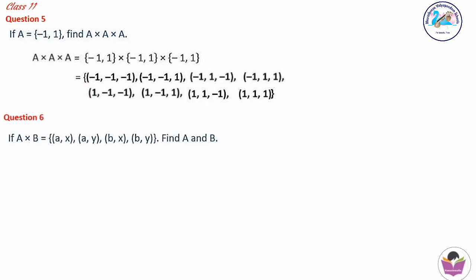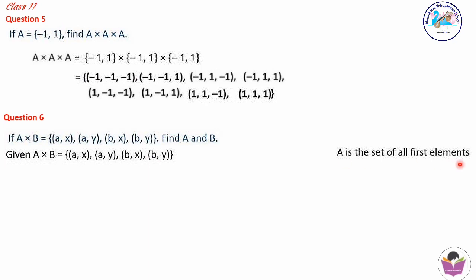Then question number 6. If A cross B is equal to the set of (a, x), (a, y), (b, x), (b, y), find A and B. The sets A and B we have to check. So it is quite clear. A means from here, if you collect the first elements you will get A. And B, in A cross B, B is the second set. Means in the ordered pairs, if you collect the second elements you will get the second set. So here given A cross B is equal to the set of (a, x), (a, y), (b, x), (b, y). A is the set of all first elements. Here A is our first set. How do we get the first set? When we collect first elements from these ordered pairs we will get the first set.